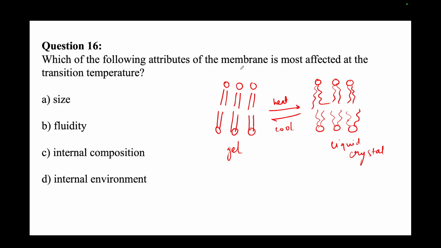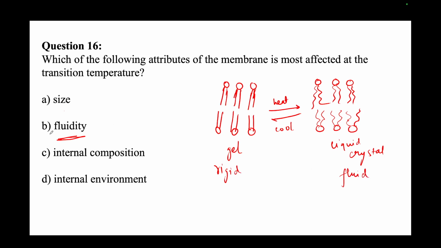which factor or which attribute is getting affected? The fluidity is getting affected. The size of the membrane remains same, the composition and the environment remains same. The fluidity is affected. Why? Because the hydrophobic tails that the membranes have start melting, start getting disrupted or denatured. Because of the denaturing of these hydrophobic tails, the membrane is becoming more and more fluid. So, from an ordered gel or crystal structure, which is a rigid structure, the membrane becomes fluid.